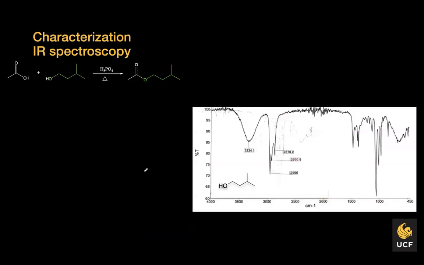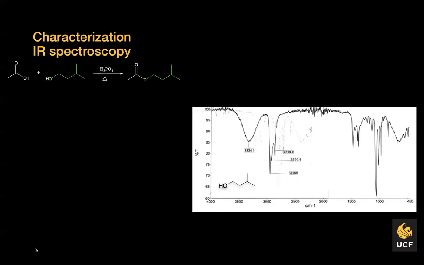Should be straightforward. Okay, and then we have to characterize: is the product that we obtained the actual product? Do we have any impurities present? Do we have any of the starting material left in it, or was all of the starting material converted into product? So we can do so by comparing the IR spectra of the starting material with the IR spectra of the product. And this was the IR spectra of 3-methyl-butanol.